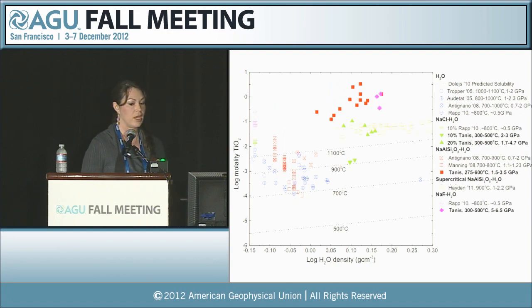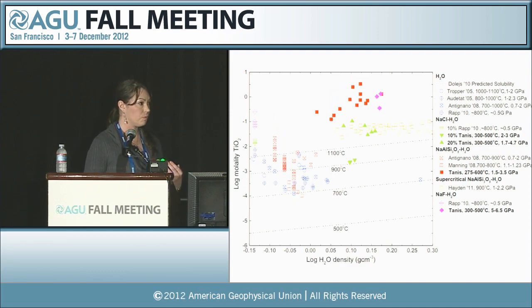And finally, we looked at a NaF solution as Rapp did in 2010, and here we see that her concentration increased the most relative to pure water, and in our case, at higher pressures and lower and moderate temperatures, we get on the order of adding an albite component.